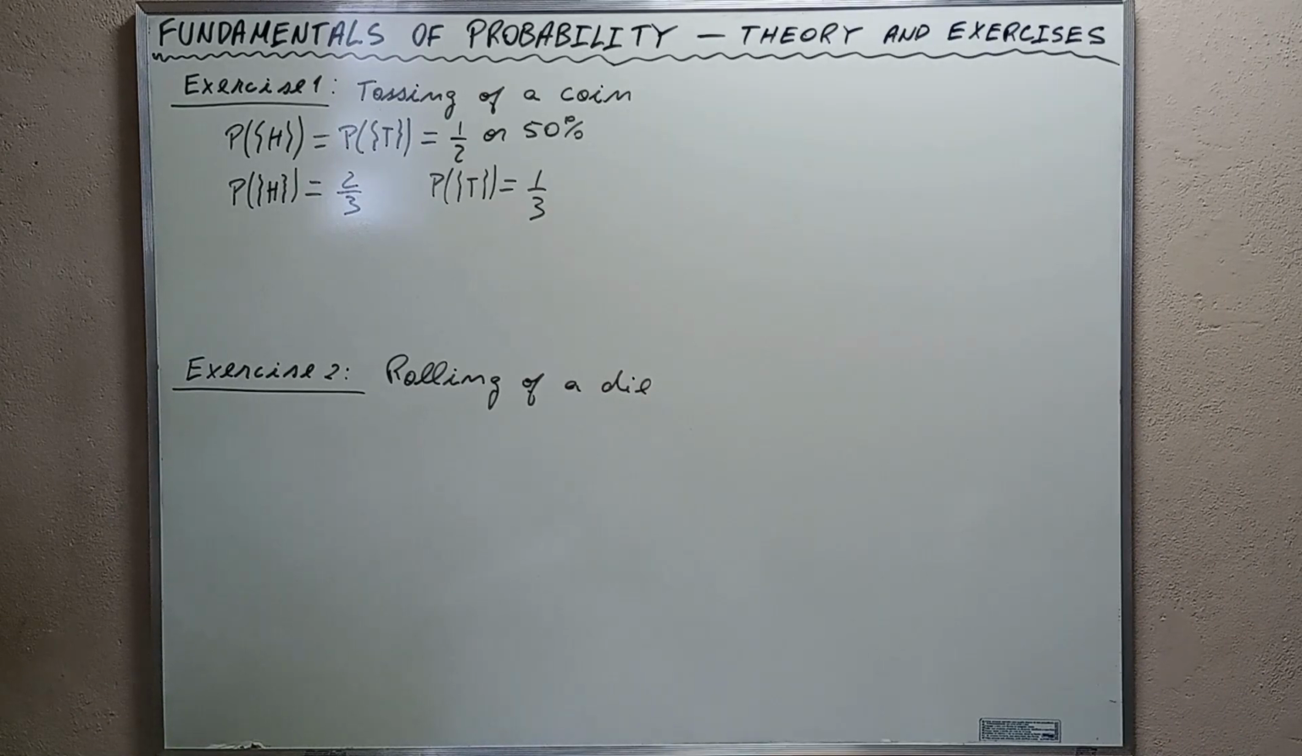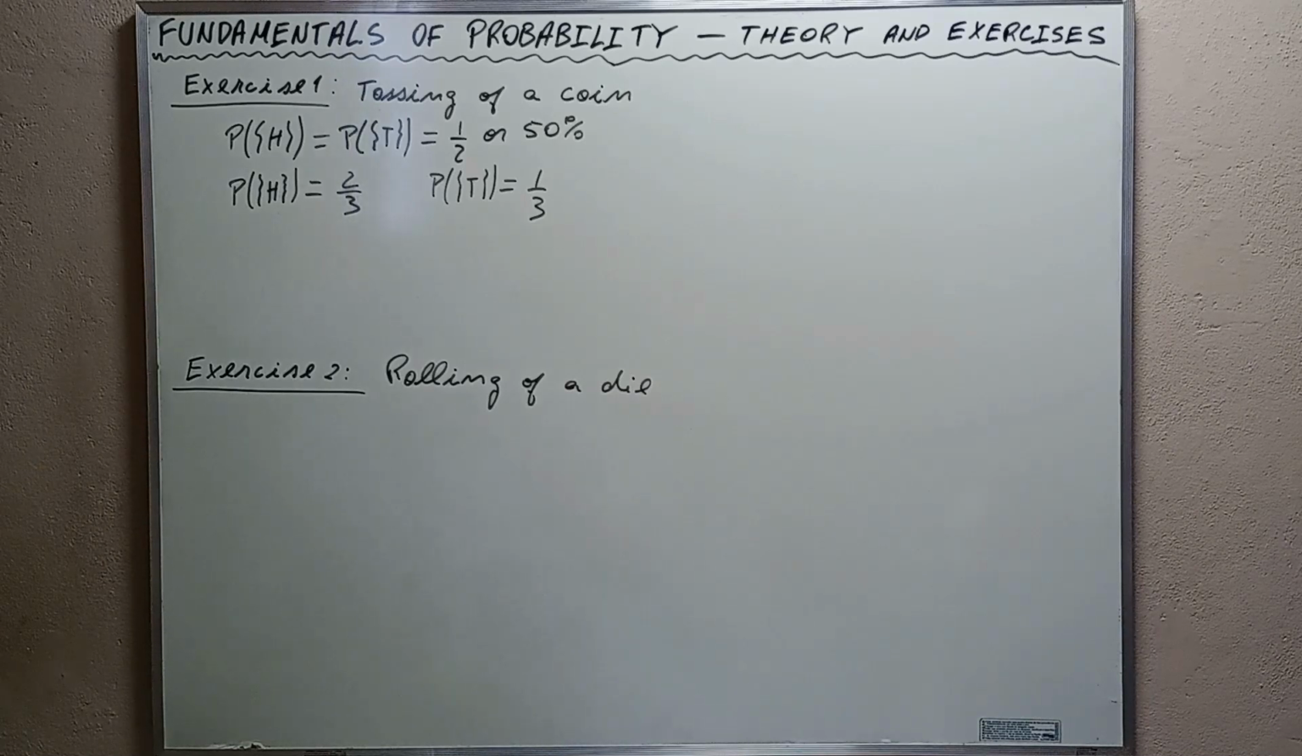Exercise number 2. In an experiment of rolling a perfectly balanced die, what is the probability of obtaining an even number? That's the question, my friends. Let's go to the solution.